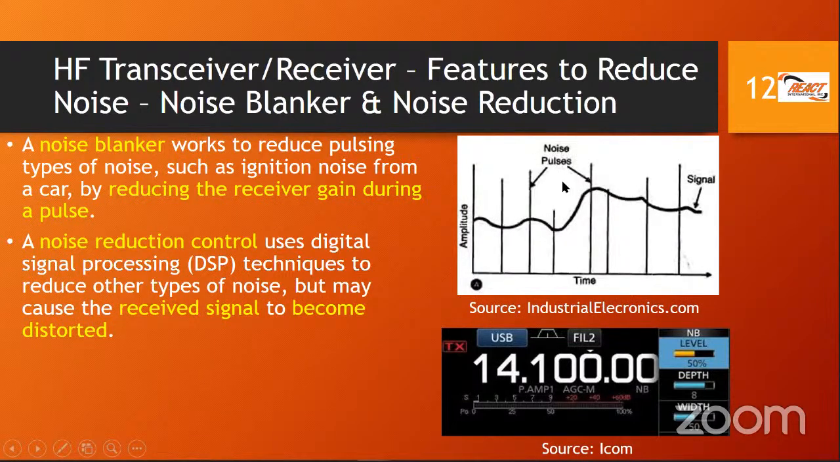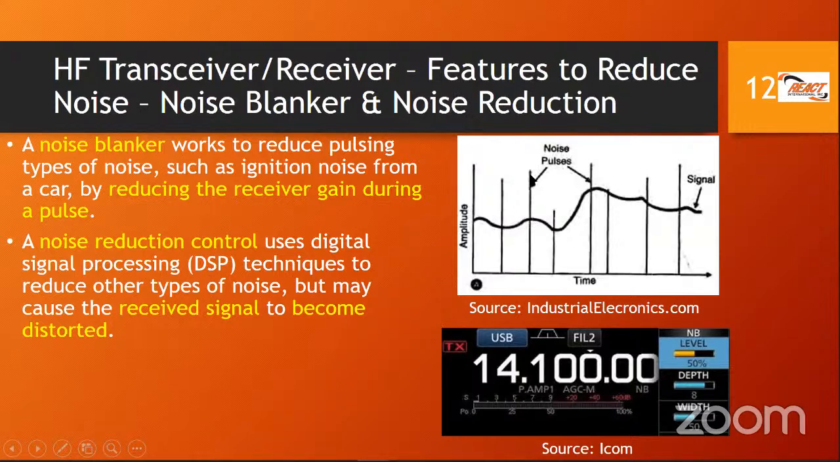But you have these pop, pop, pop, tick, tick, tick, tick, tick. That sort of noise that's interrupting. So it's periodic. It's a sort of pulsing noise. You don't want to hear that. But when you turn on your noise blanker, it's going to reduce the gain during that point of the pulse. So you will hear the intended signal. But when it pulses like that, it blanks it out just for that little moment in time. And then you hear the signal that you want again.